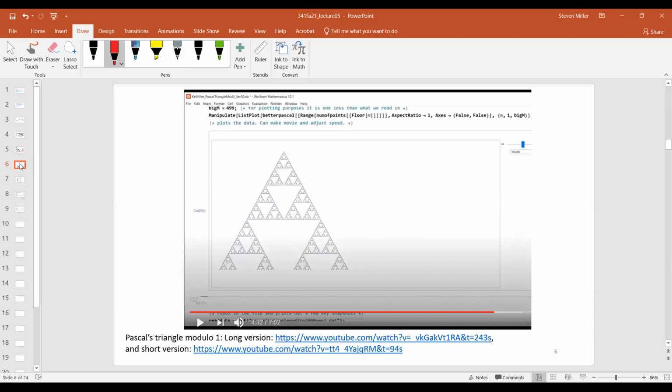Okay. So how many of you have ever looked at Pascal's triangle where you replace all the odd numbers with a dot and all the even numbers by just deleting them?